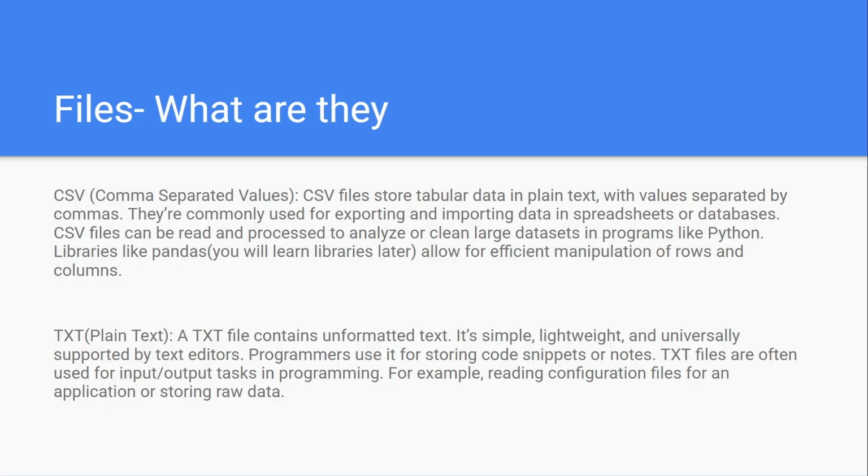Next, we have CSV files, which stands for comma separated values. CSV files store information in rows and columns using commas. They're most commonly used with spreadsheets, databases, and data analysis programs. TXT stands for plain text. A TXT file just contains simple unformatted text. Programmers often use TXT files for notes, raw data, and configuration information.